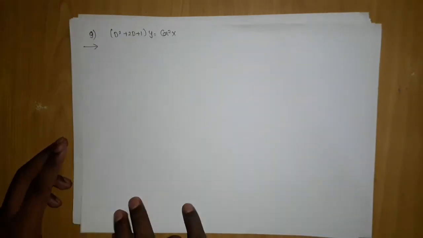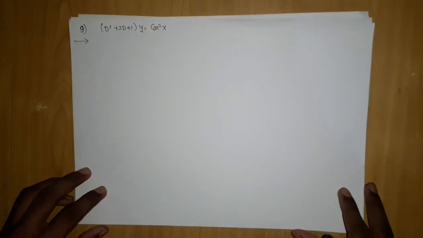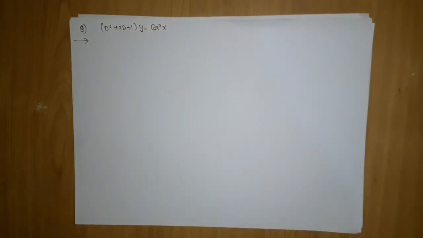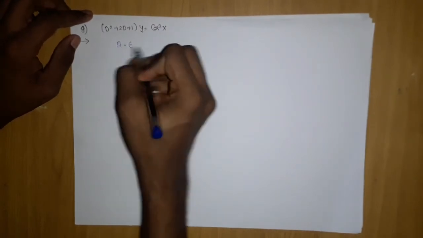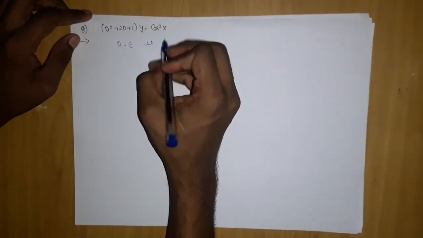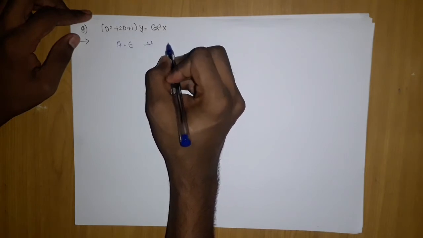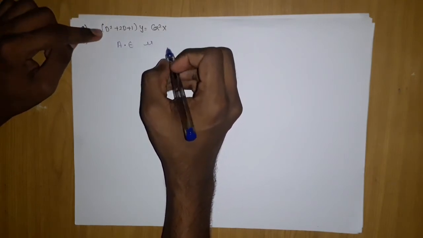The next question which we are going to take is this question. The question says d square plus 2d plus 1 into y equal to cos square x. Now what we are going to do in this problem, first we are going to focus on the auxiliary equation. In the auxiliary equation, we are going to replace in f of d each d by m.